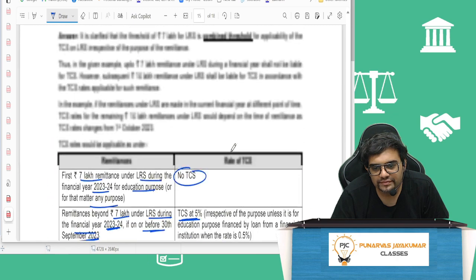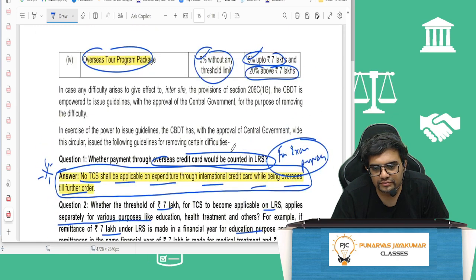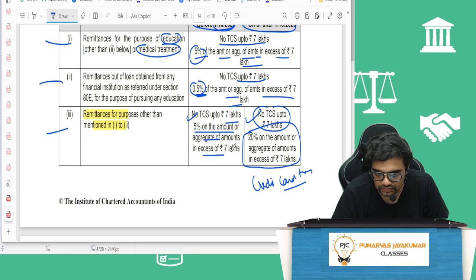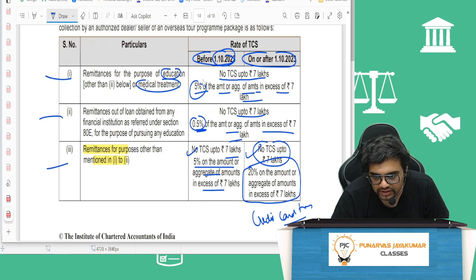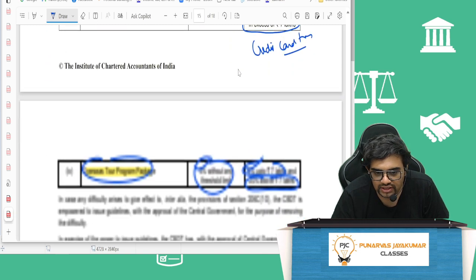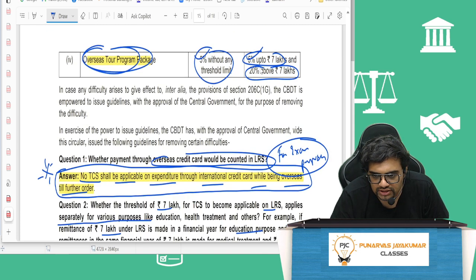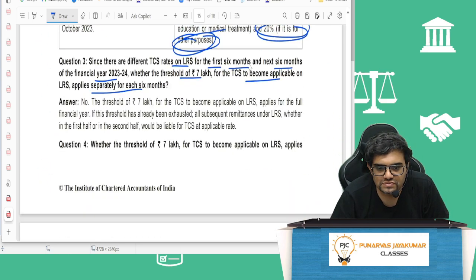Right? So if you see, for education or other things, no TCS, that is LRS. But for an overseas tour program package, up to 7 lakh, it is 5%. Beyond 7 lakh, 20%. So both should go hand in hand. Overall limit also you should count, no? Either way. Yes.